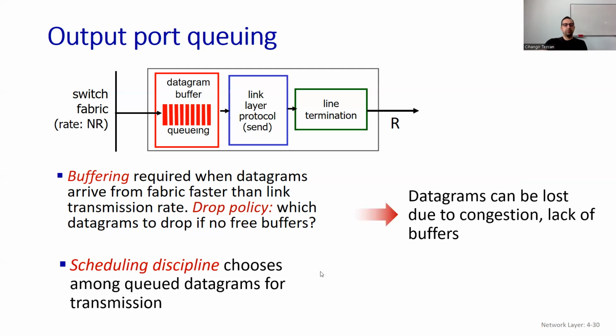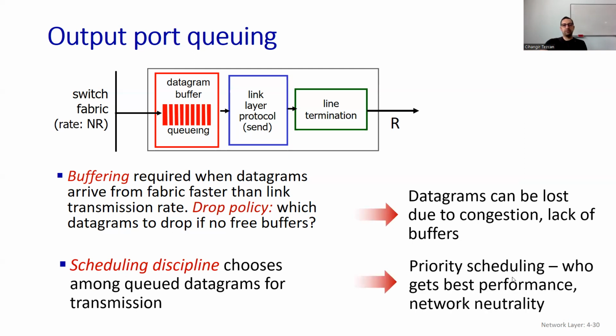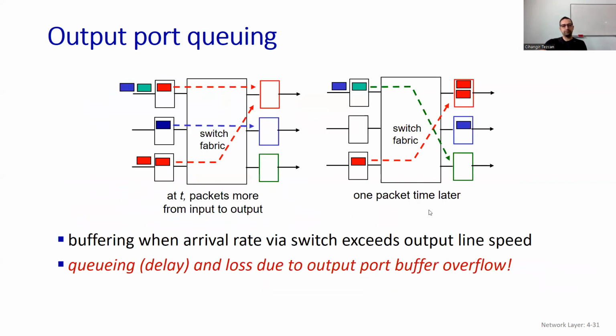Scheduling discipline chooses among queued datagrams for transmission. So priority scheduling: who gets the best performance? Again, this leads to our topic, network neutrality, that we will mention in a minute. So this is actually an important slide. Yes, there are many things to be considered here. Network neutrality is one of them, but we are moving on.